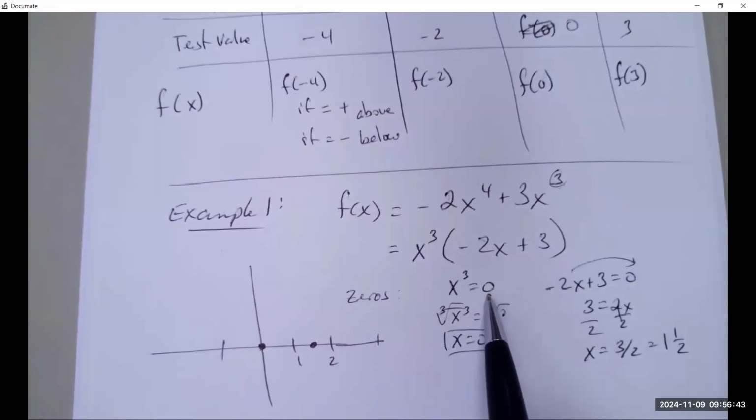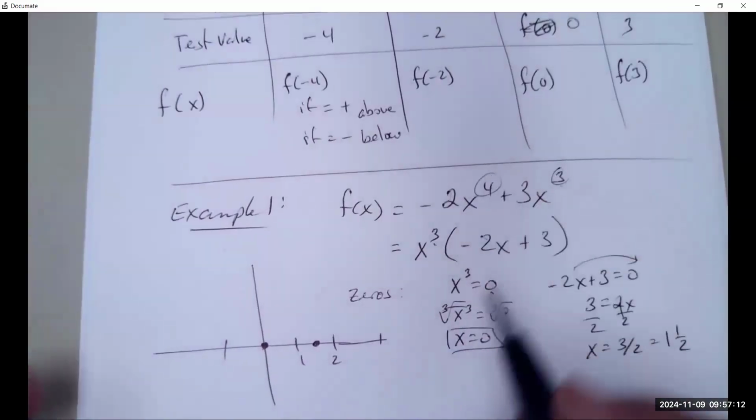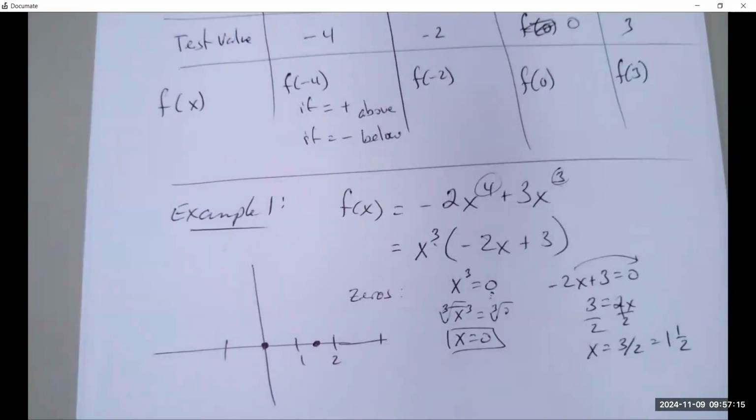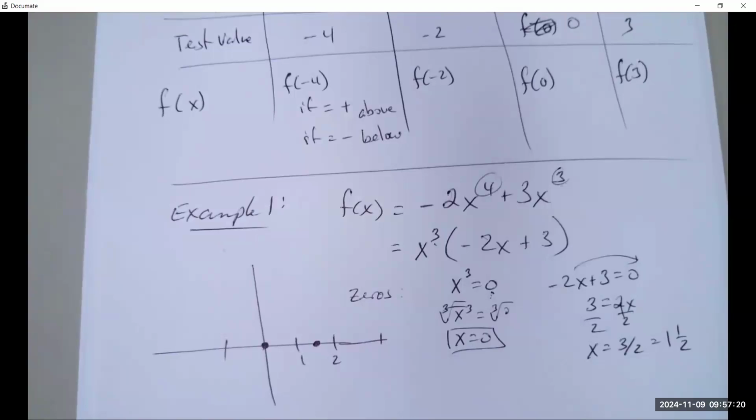At x equals 0, what's my multiplicity? 3. So what's the end behavior? Is it going to go up or down, the same or different? End behavior, do they both go the same direction or different directions? Because it's a 4, they both go the same direction. Do they go up or down? Well, since it's a negative 2, they both go down.